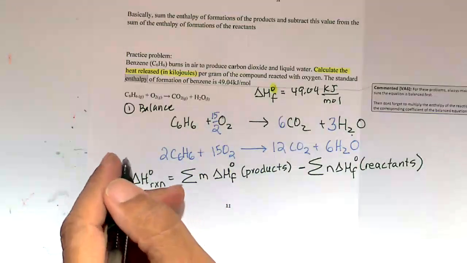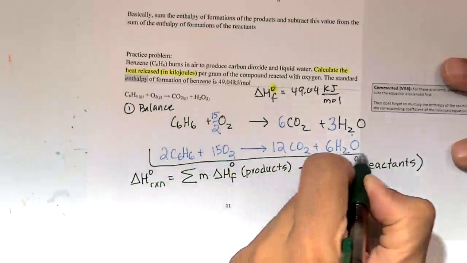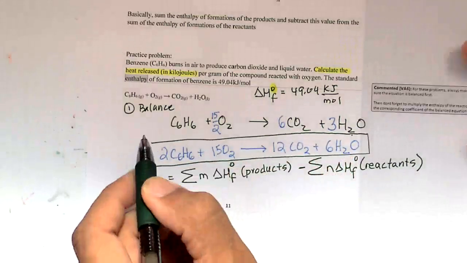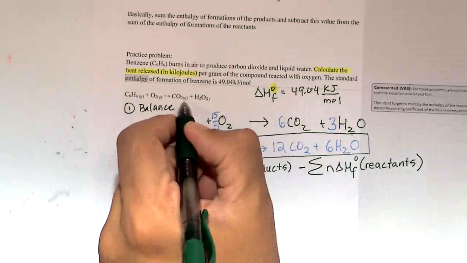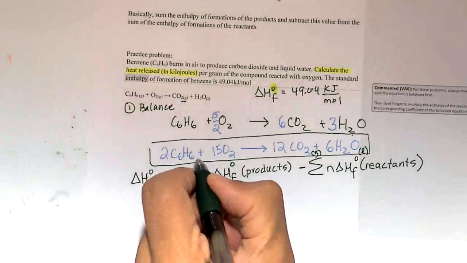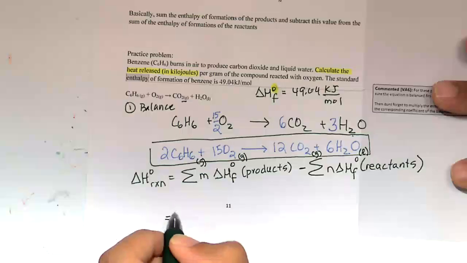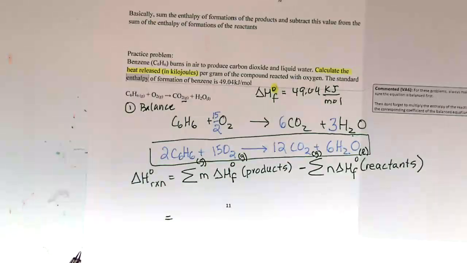Okay, we got our balanced equation. So what is our first product here? Okay, we'll do CO2, and it's CO2 gas. Remember, states matter. So this is a gas, this is a liquid, this is a gas, and oxygen is a gas. So we'll do CO2 gas.